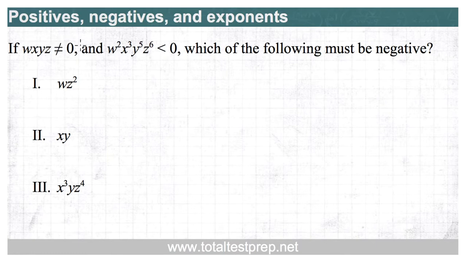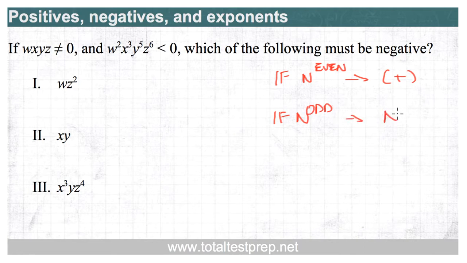Fortunately, there's a shortcut you can use to get rid of the exponents when you're dealing with these positives and negatives questions that include exponents. And the shortcut is the following. If you see a variable that's being raised to an even power, you can just replace that with a plus sign, as long as this variable you know is not 0, which is what we're told here. And if you see a variable being raised to an odd power, you can just get rid of the power and write it as that variable by itself.